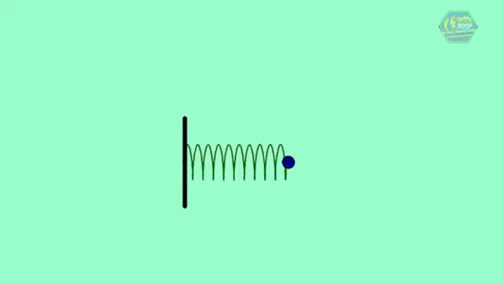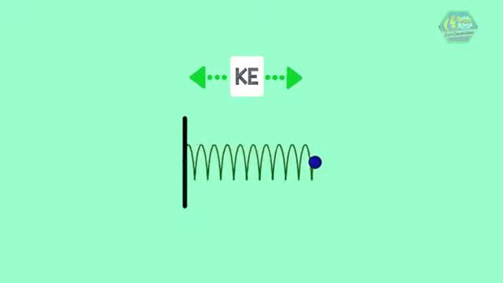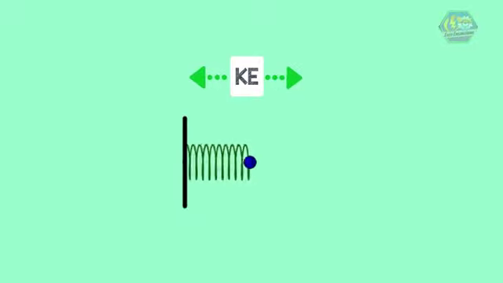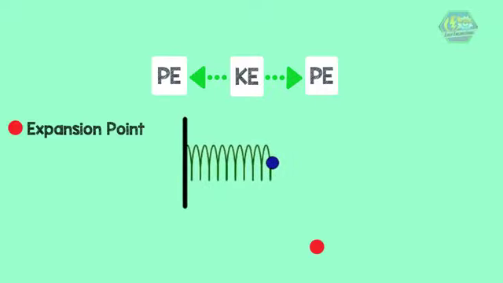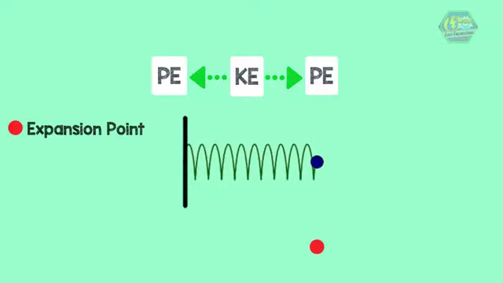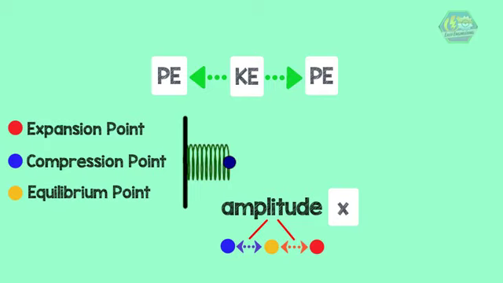When the ball moves, kinetic energy is present, and as the ball moves, there are 2 points where it's not moving, and the ball's energy will be potential energy from the spring. One point is where the spring is stretched all the way, and another point is where the spring is compressed all the way. Note that the distance between these 2 points and the equilibrium point is called the amplitude.